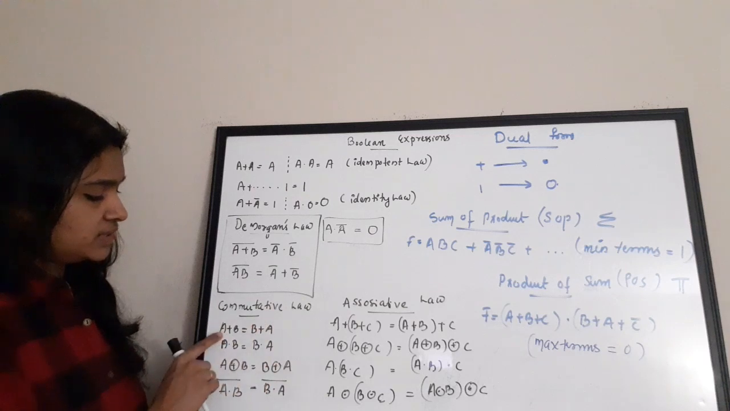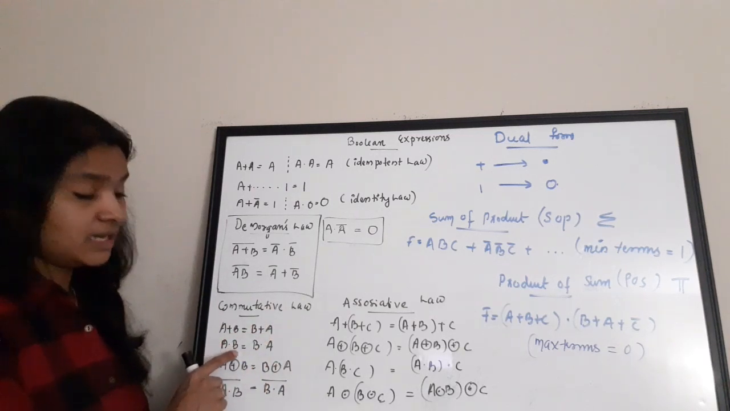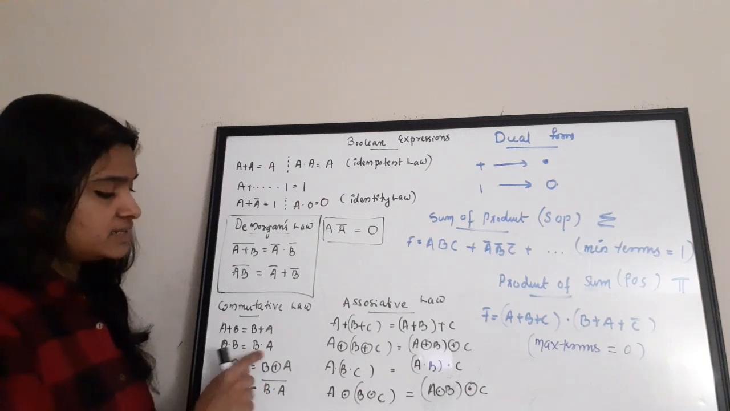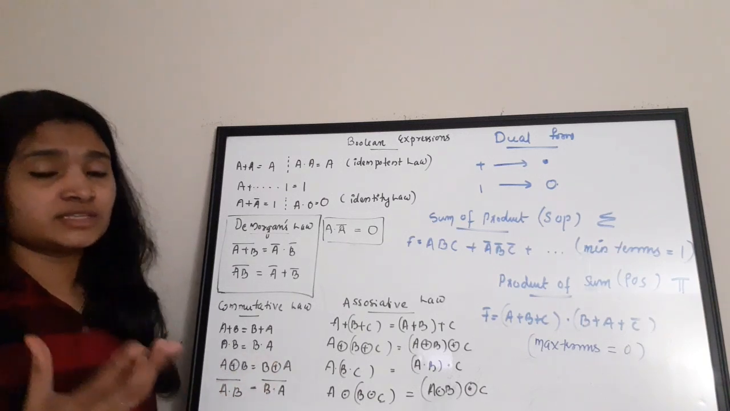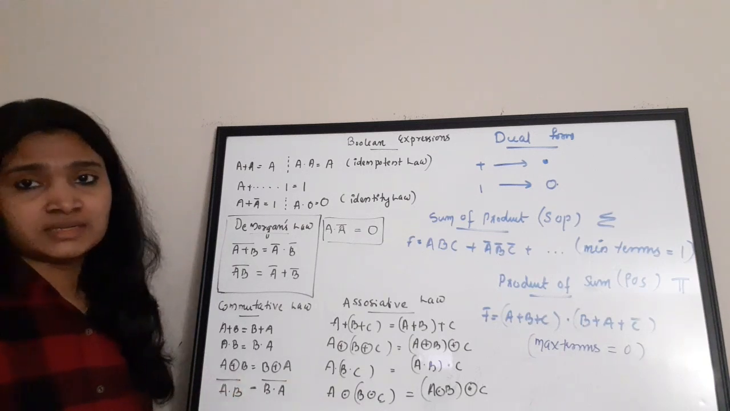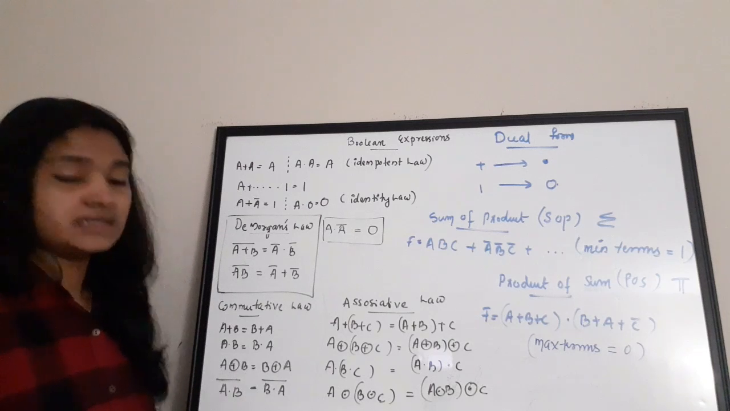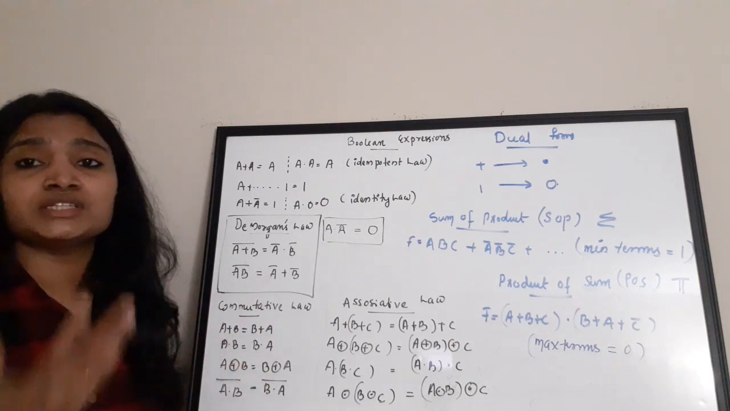Okay, so if a plus b is given, you can write it as b plus a, and also if a into b is given, you can write it as b into a, and a XOR b can be written as b XOR a. Then a into b the whole complement, or (ab) complement, can be written as b complement into a complement also. So these are some commutative laws.